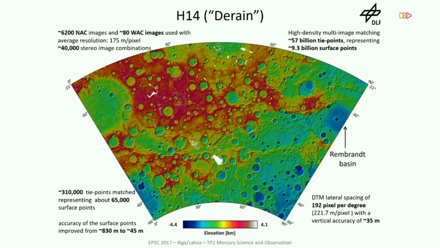And last but not least, oh no, that's not it, it's H14. It's the same. Here you can see the Rembrandt basin. It's also published in the Watters et al. paper in 2015. That is prominent because of the scarp you can see here. We have also the same situation, billions of surface points and tie points. Almost all of it came from the NAC camera, and the vertical accuracy was 35 meters.